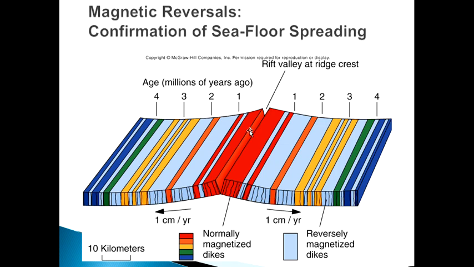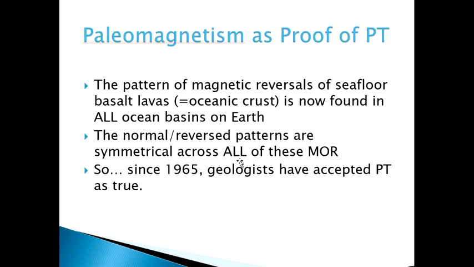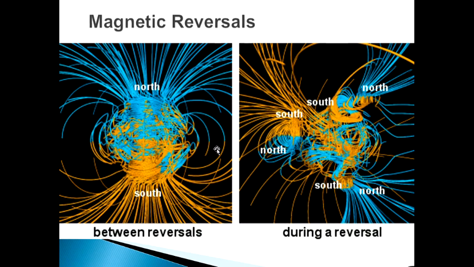But then the pattern on the right side is exactly the same as the pattern on the left side. Again, confirming seafloor spreading and therefore divergent plate tectonics. Relevant facts here, this kind of thing. You just got to know this, folks. Magnetic reversals.